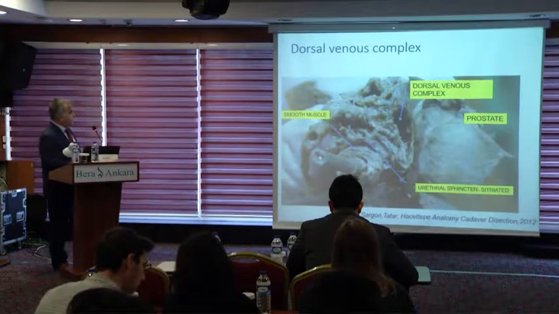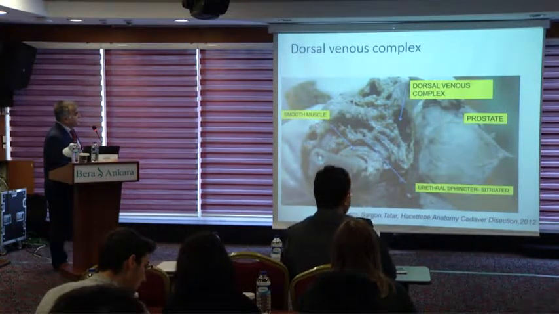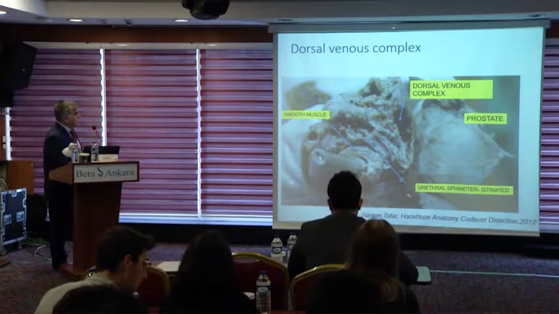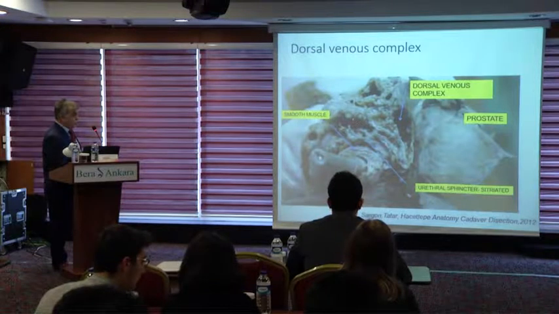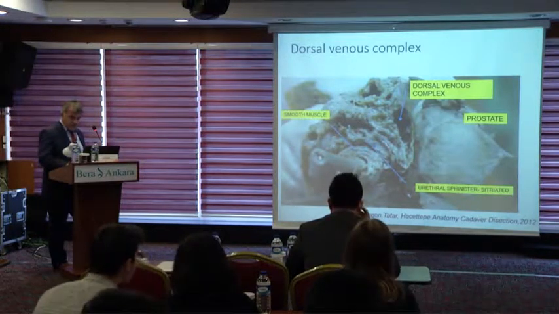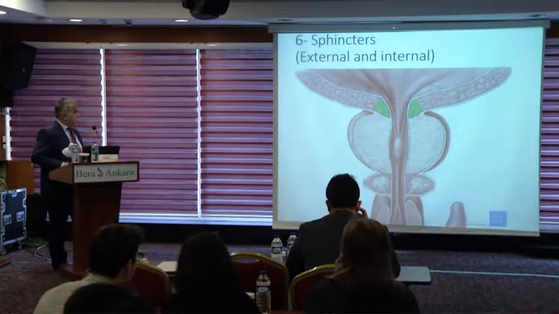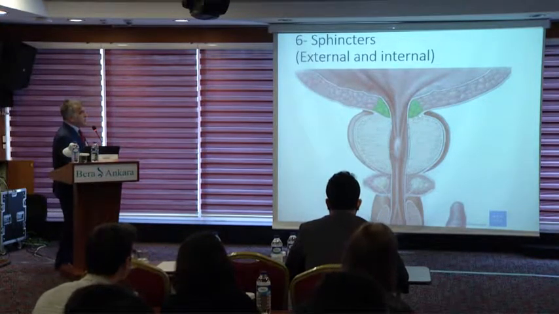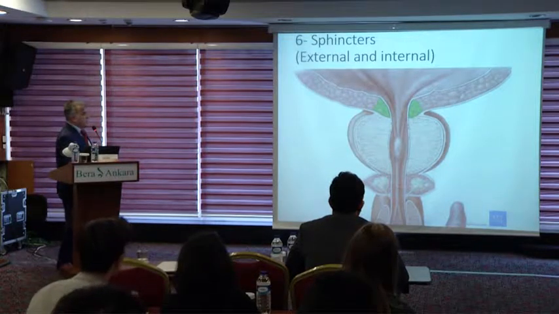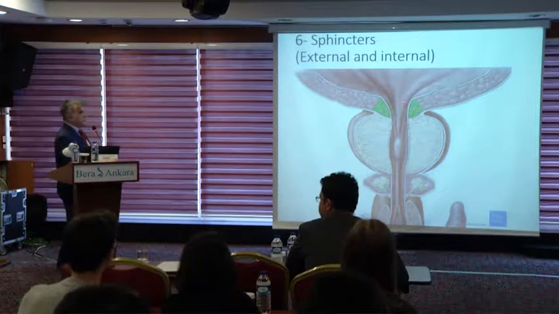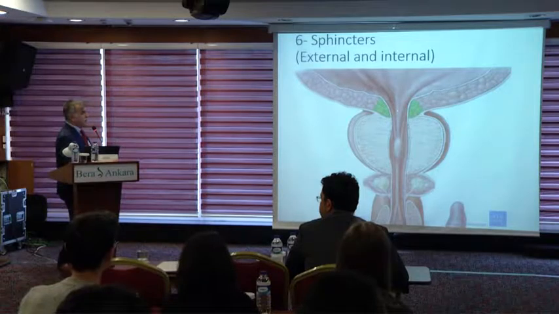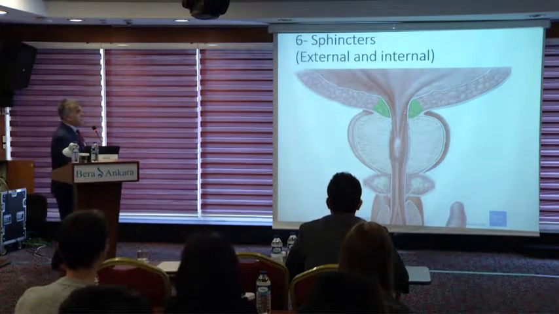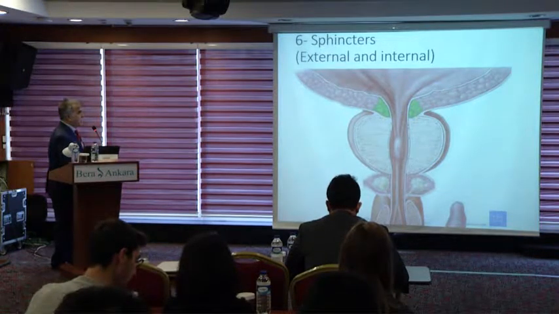This is a cadaver slide. Also, we see smooth muscles, sphincters, and the dorsal venous complex as an empty hole because it's a cadaver. Also, there are two sphincters relevant to prostate surgery. One of them is the internal sphincter and the other is the external striated sphincter. The internal sphincter is located at the bladder neck and it is innervated by the splanchnic nerve and works involuntarily.